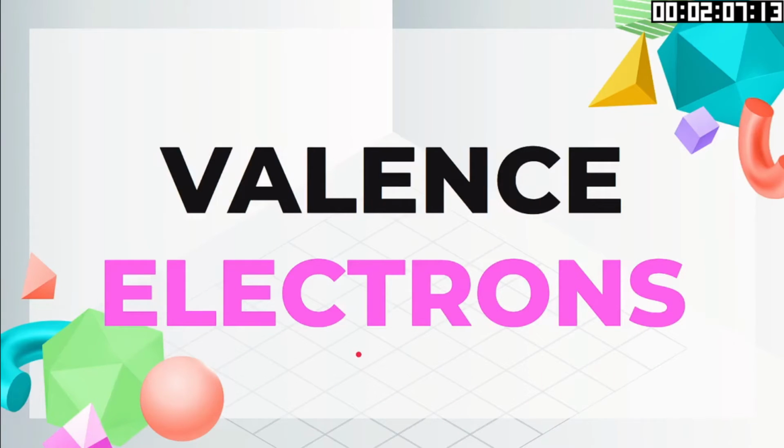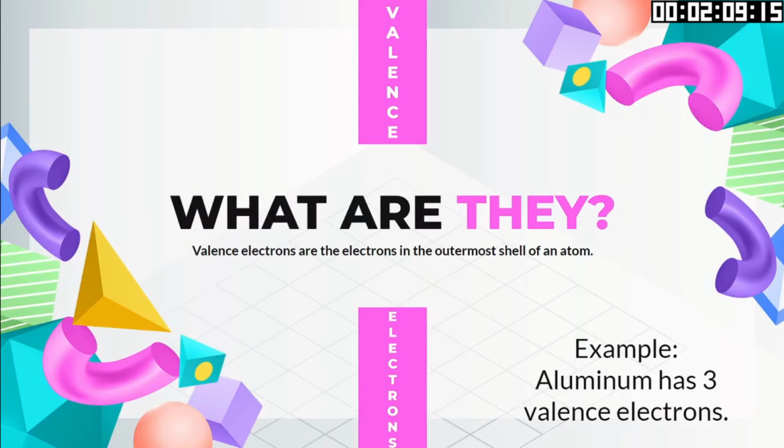Next up, we have valence electrons. Valence electrons are the electrons in the outermost shell of an atom. An example would be aluminum, which has 3 valence electrons on its outermost shell.